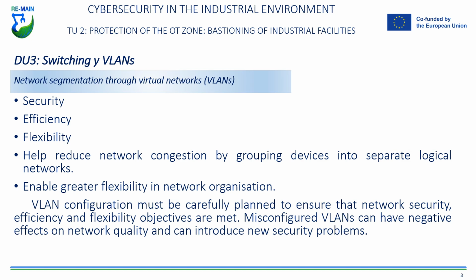In addition to the benefits mentioned above, VLANs can help reduce network congestion by grouping devices into separate logical networks. For example, if a department has a large number of devices that generate a lot of network traffic, a separate VLAN can be created for those devices, which reduces traffic on the main network and improves overall network performance.